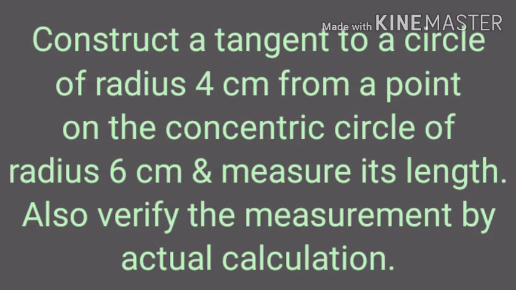That means we have to do the justification too. Here two circles are there. They are concentric circles, meaning their centers are the same. One of them has radius 4 cm and the other has radius 6 cm. Here we have to draw the tangents from the bigger circle, that means from a point on the bigger circle to the small circle. So in this question we have to draw two circles with the same center, one with radius 4 cm and the other with 6 cm.